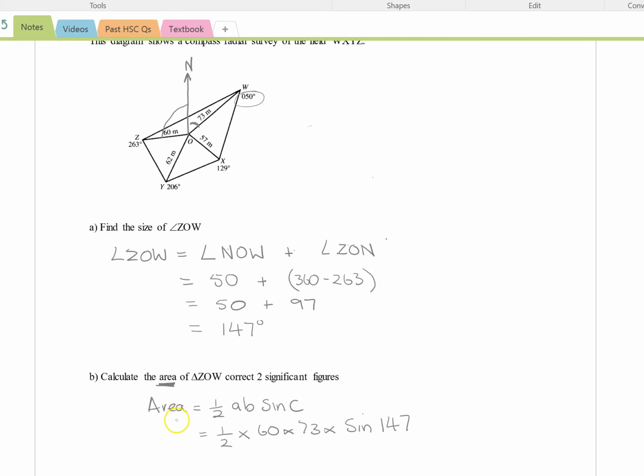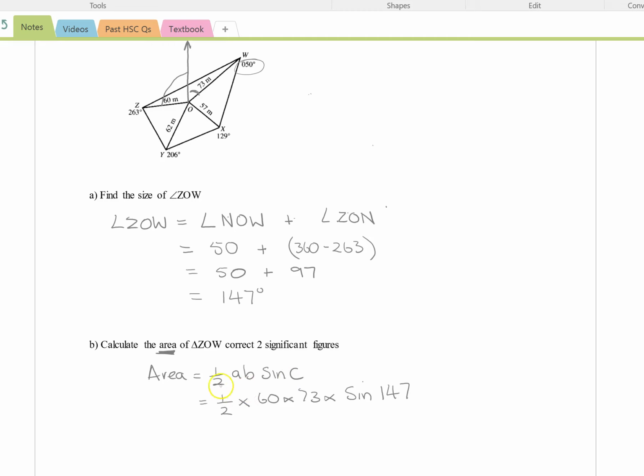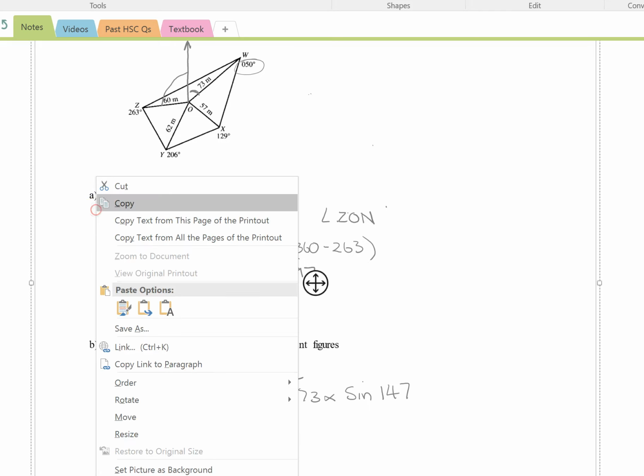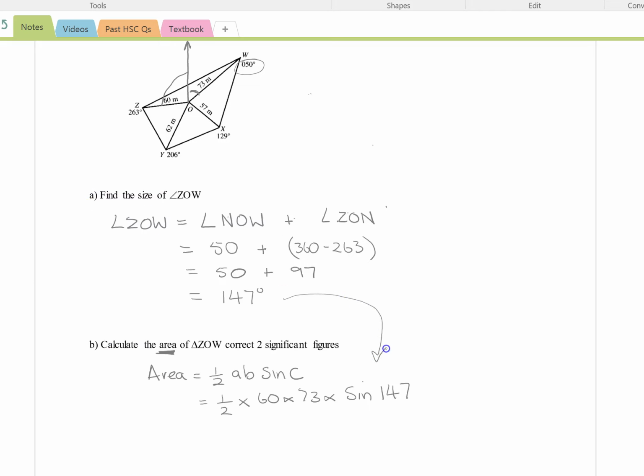So area, it's a non-right angle triangle. So we use the formula half AB sine C. A and B are the two sides either side of the included angle. And remember, in most questions where there's a part A, you use your answer somewhere later in the question. So you're going to use it directly here in B, because this angle 147 ends up being the angle that goes in this position. It's because it's in between the two given sides.